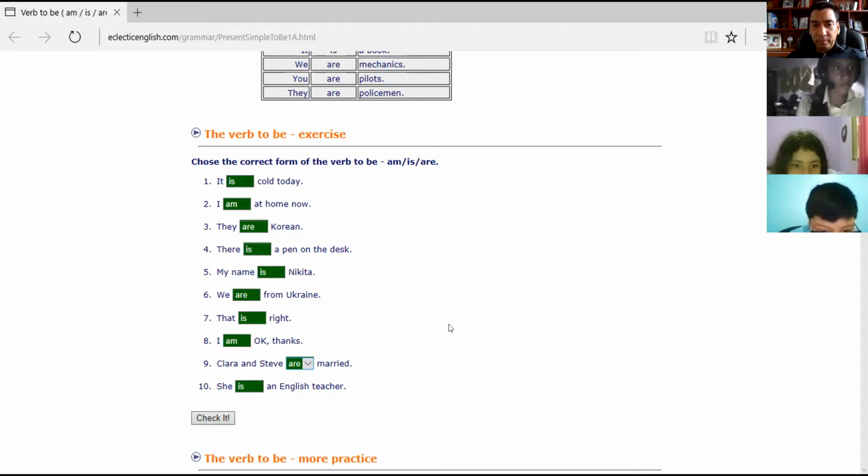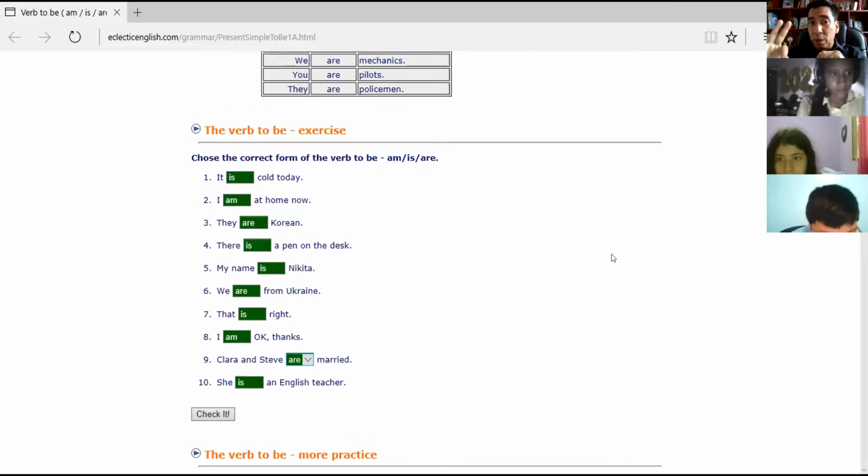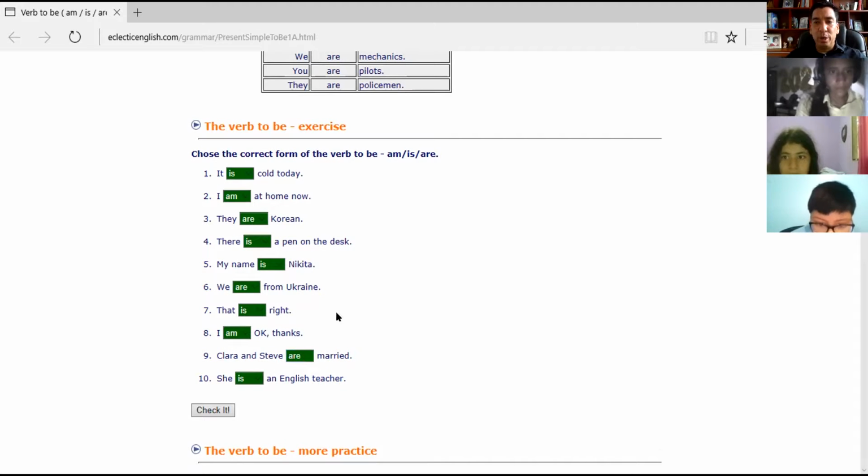Clara and Steve are married. Okay, be careful. Here I do a stop. Clara and Steve is they, right? That's why you conjugate the verb be with are. They are, or Clara and Steve are. Very good. Finally, number 10.